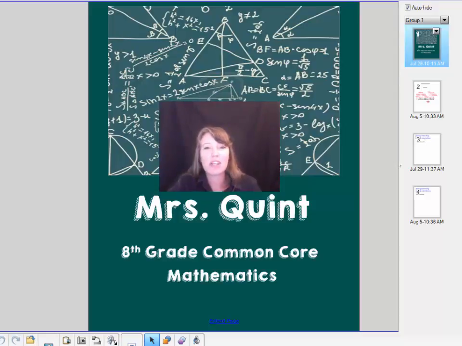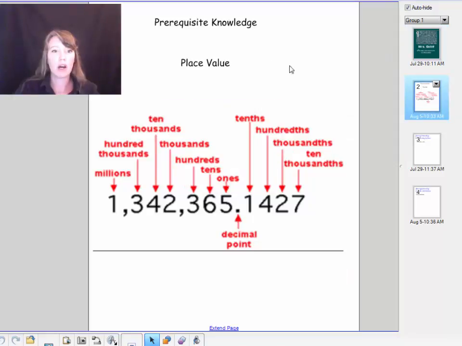Hi, today we're going to talk about terminating decimals, in particular how to change them into fractions. Okay, so the first thing you need to know is some prerequisite knowledge here. Place value. So you've all heard of place value before.